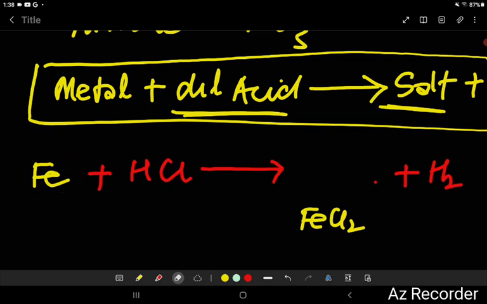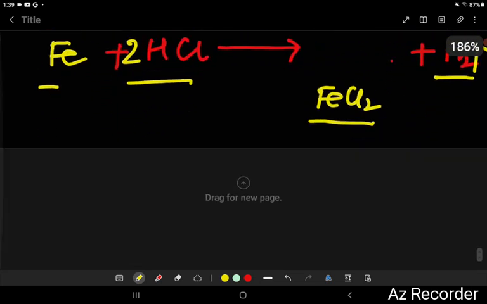So here there are two hydrogen, so you have to write here 2. So this is the balanced reaction. That means Fe plus 2HCl gives FeCl2 and hydrogen gas. Another example I am going to take.